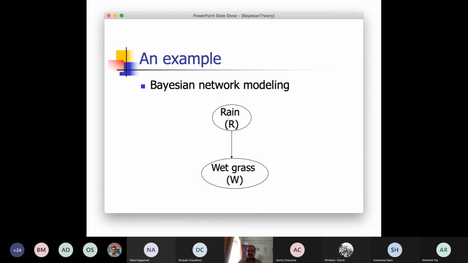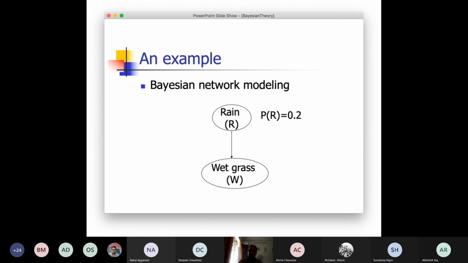So you can see that the grass could be wet even without rain, or with rain there is also a possibility that the grass may not be wet because of other environmental factors. So all the possibilities are there. In terms of the probability model, say we consider the probability of rain is 0.2, which means the probability of not having rain is 0.8. It is a Boolean variable.